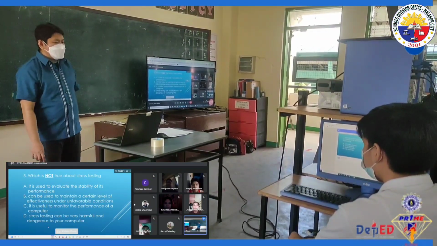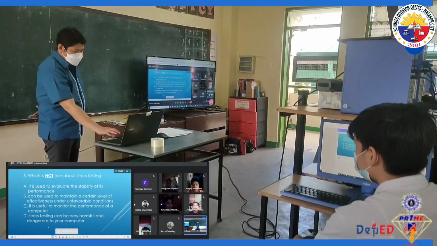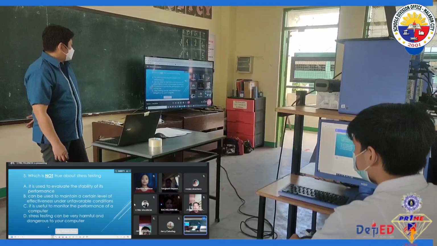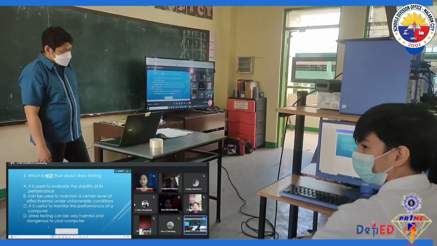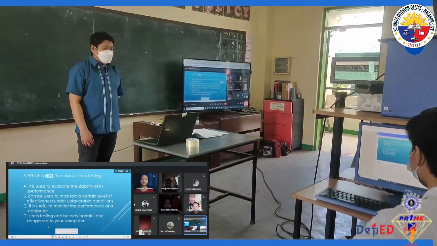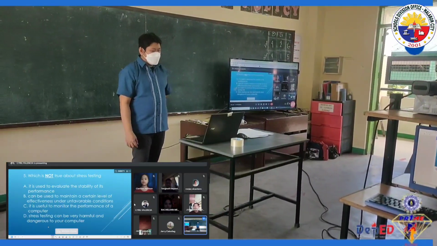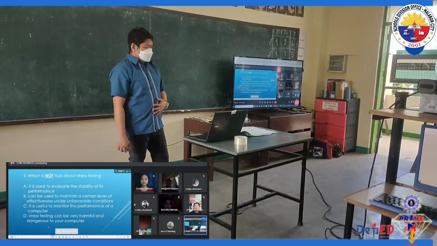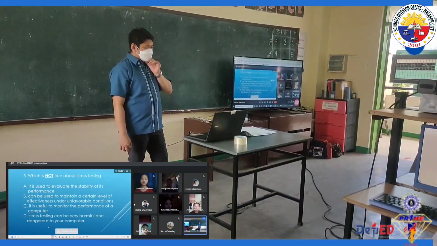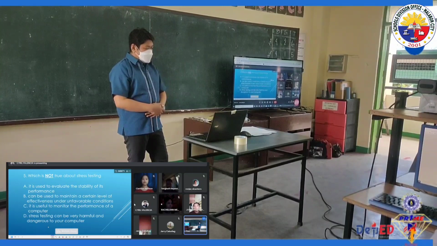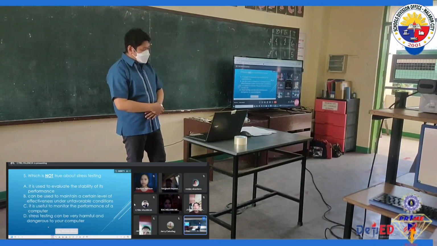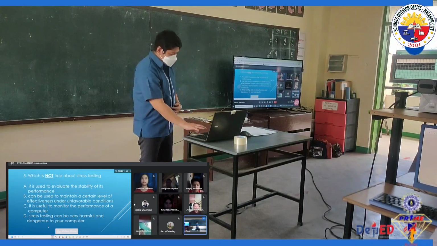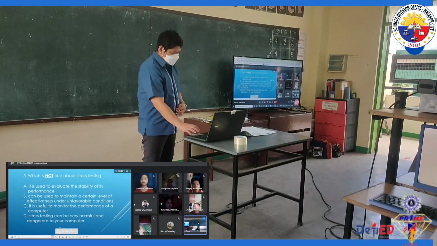For number 5, which is not true about stress testing? Letter A, used to evaluate the stability of the performance. B, can be used in maintaining a certain level of effectiveness. Letter C, it is used to monitor the performance of a computer. And letter D, it can be very harmful and dangerous to your computer.